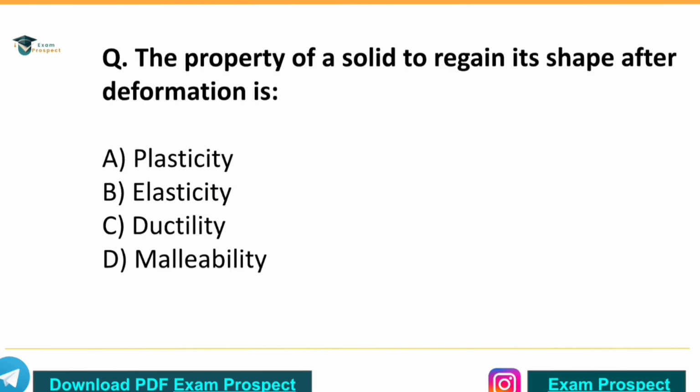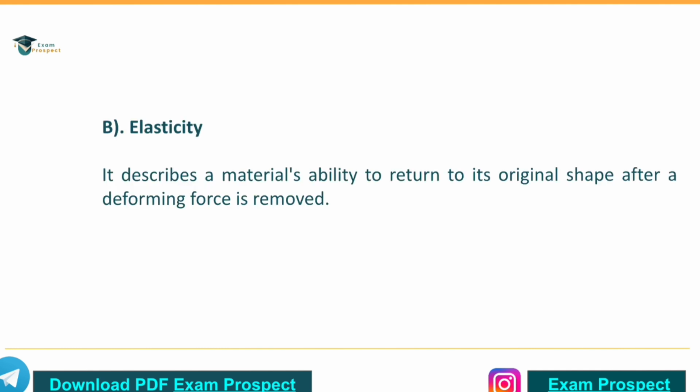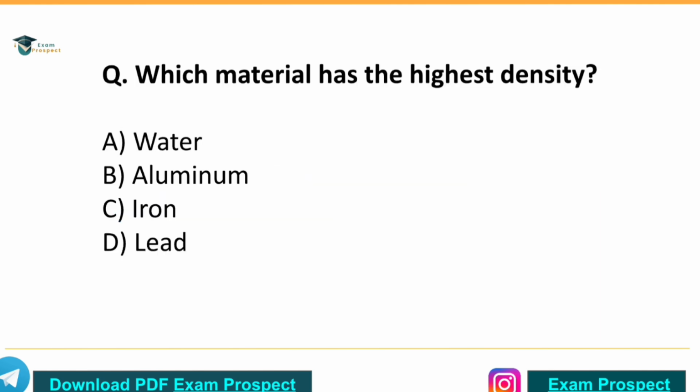Next question. The property of a solid to regain its shape after deformation is? The correct answer is option B, elasticity. Next question. Which material has the highest density? The correct answer is option D, lead.